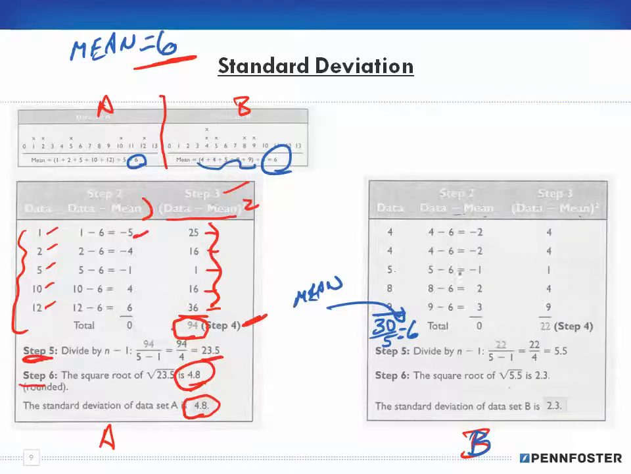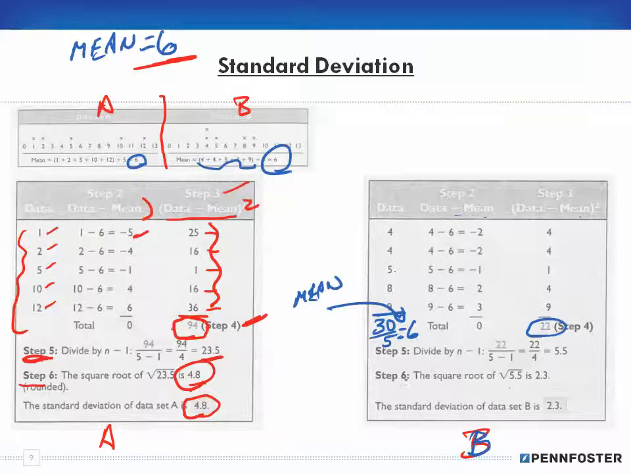Now, for step number 4, I'm going to add up everything in step number 3. So 4 plus 4 plus 1 plus 4 plus 9 gives me 22. Okay, that's what I did for step number 4. All it is is just the sum of those.